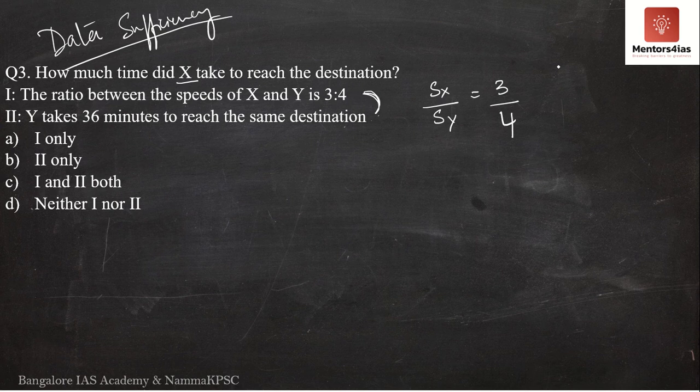Now the question is saying the time taken by Y to reach the destination is 36 minutes, whereas the first statement says the ratio between the speeds of X and Y is equal to 3 by 4. Now I think we can actually do it. Honestly, if you've understood the concept, there is no necessity of solving the problem at all. Just after reading the two statements, straight away you should be able to mark the correct option. It shouldn't even take you more than 5 seconds to answer this question.